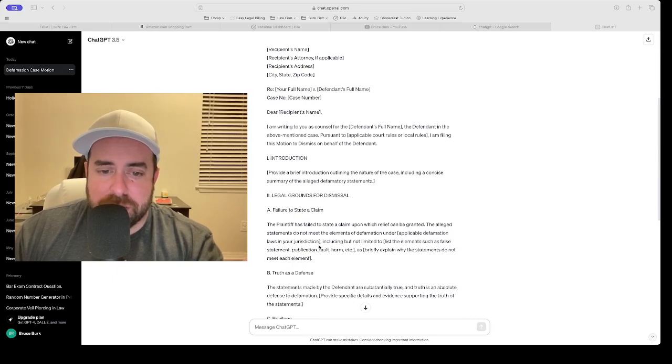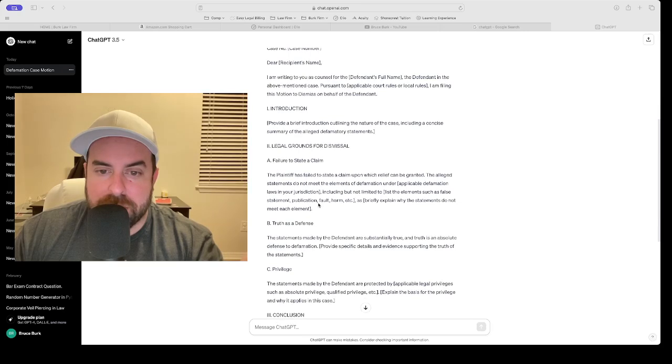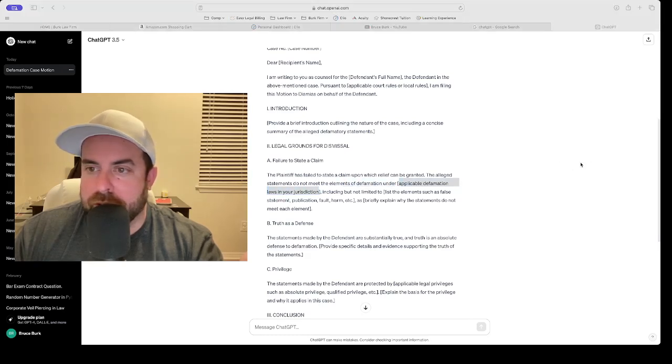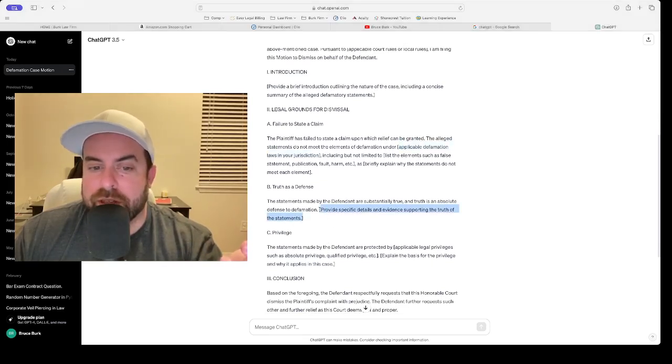Introduction: the plaintiff has failed to state a claim. I mean, that's generally the standard for that. And then I like this, it says insert applicable defamation laws for your jurisdiction. Well, okay. And then it says truth as a defense. That is right, truth is a defense to defamation, so it did get that. Provide specific details and evidence supporting the truth. And that's exactly what I'm saying. What's the point of it if you basically have to redraft the whole thing?